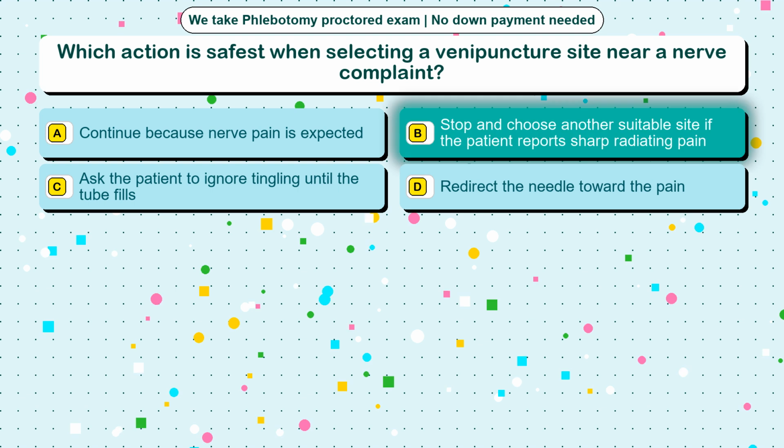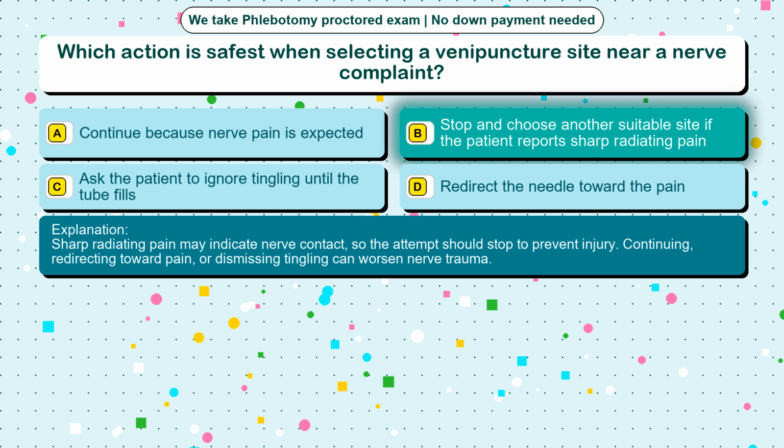The correct answer is option B, stop and choose another suitable site if the patient reports sharp radiating pain. Sharp radiating pain may indicate nerve contact, so the attempt should stop to prevent injury. Continuing, redirecting toward pain, or dismissing tingling can worsen nerve trauma.